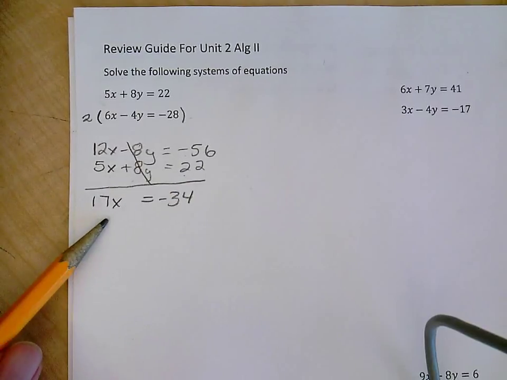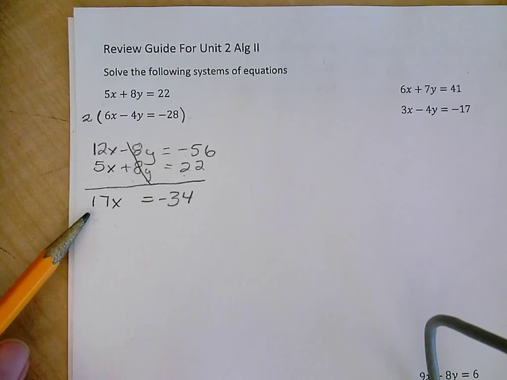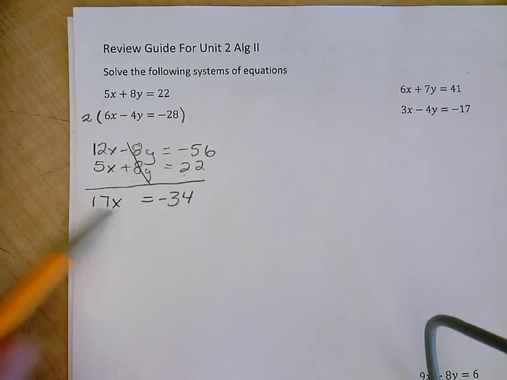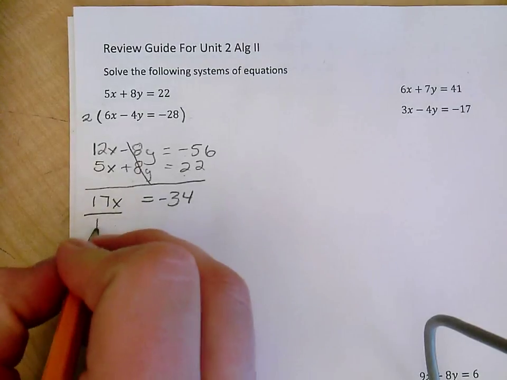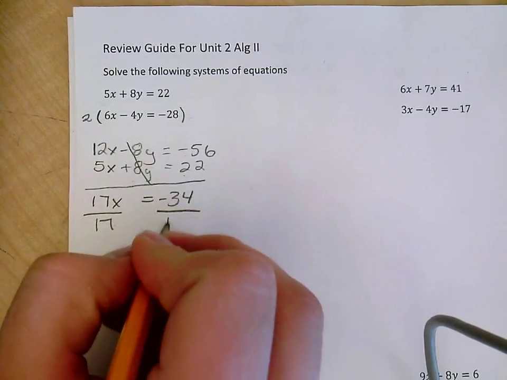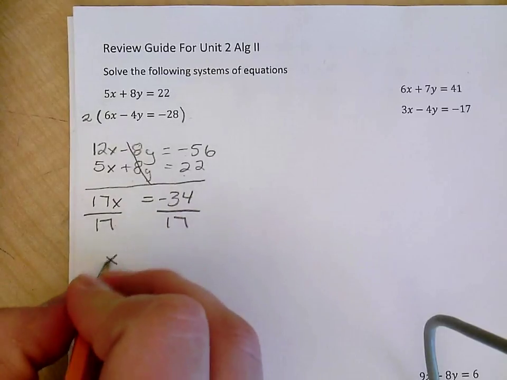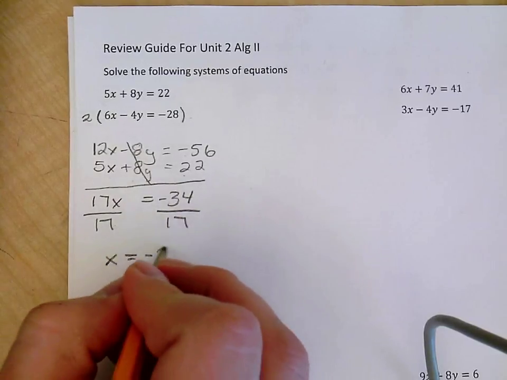Now I have an x by itself, no y, so I can solve for x. So I see 17x, well, I know to get rid of a number next to a variable, I have to divide. So I divide by 17. And x gives me negative 2.